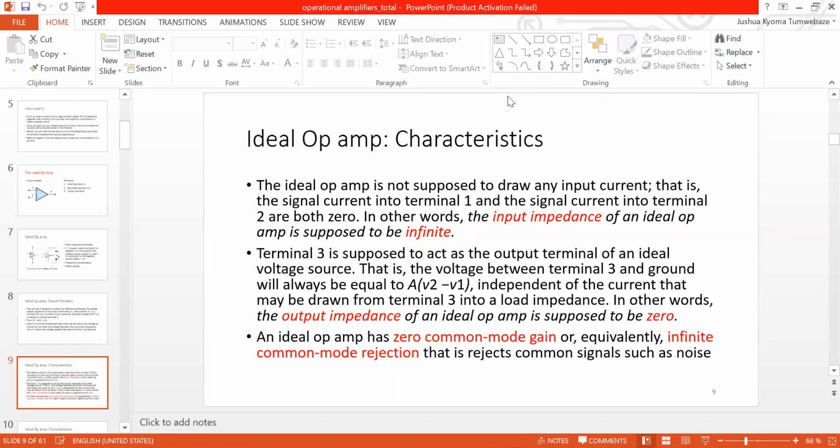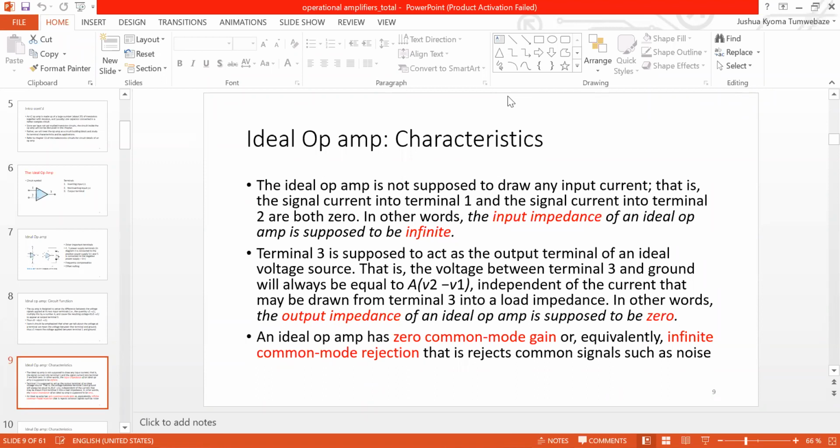And what is the implication of having an infinite input impedance? The implication is that the ideal op amp does not draw any input current, that is, the signal current into terminal 1 and the signal current into terminal 2 are both 0. Then the second characteristic is that the output impedance of an ideal op amp is 0.